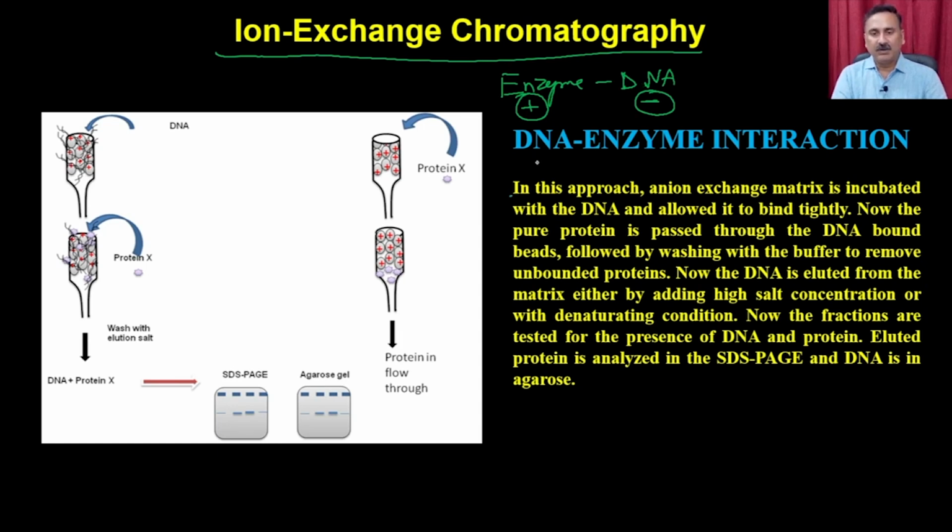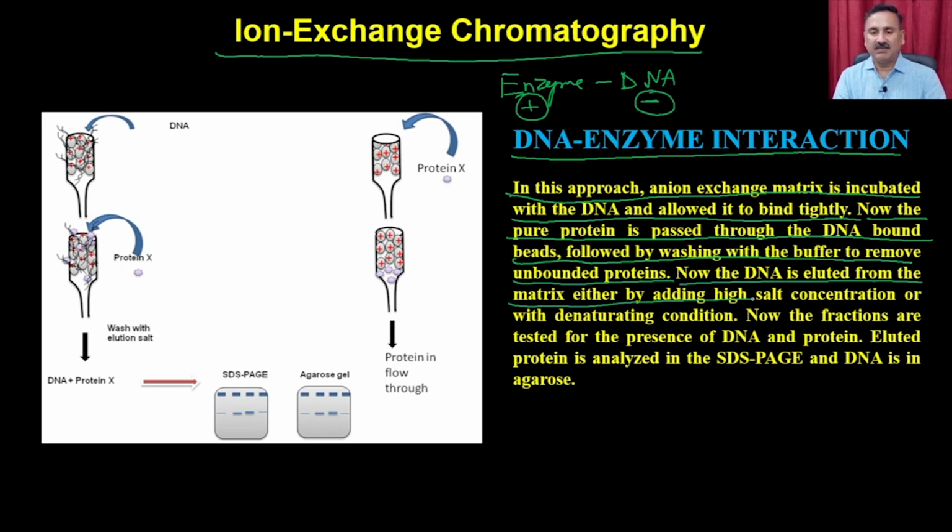So in this DNA enzyme interaction approach, the anion exchange matrix is incubated with the DNA and allowed to bind the DNA tightly. Now the pure protein is passed through the DNA bound beads, followed by washing with the buffer to remove the unbound protein. Now the DNA is eluted from the matrix either by adding high salt or with denaturing conditions. Now the fractions are tested for the presence of DNA and protein, and the eluted protein is analyzed in SDS PAGE and DNA in agarose.